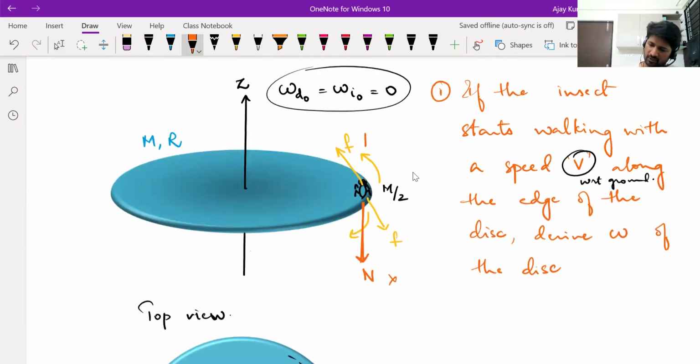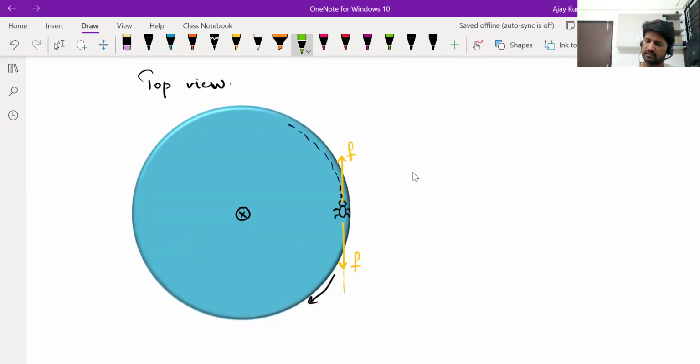What forces act on the insect? On the insect, there will be a normal force from the disk like this. The insect's own weight will be acting like this, and friction will be acting. The normal force from the disk on the insect is parallel to the axis, no torque. The insect's own weight is parallel to the axis, no torque. But friction on the insect does not pass through the axis, it's not even parallel to the axis, it creates torque. That is what helps the insect gain that angular momentum.